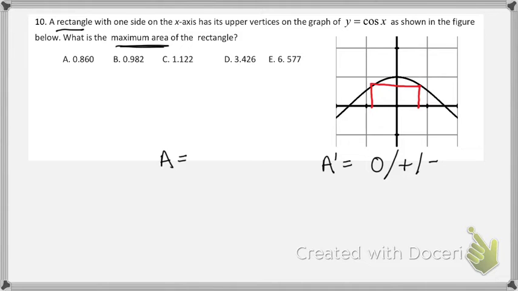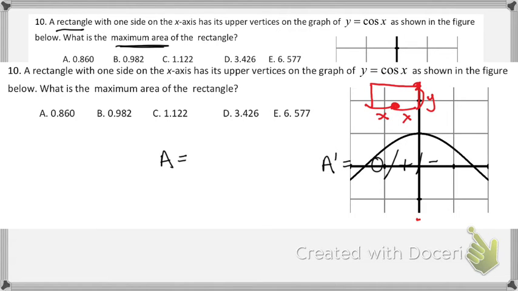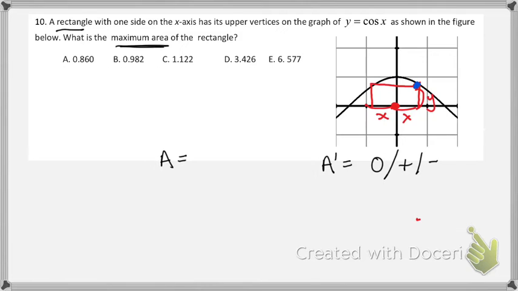The key for this is knowing that since this is centered at the origin right here, then from here to here we're going over some amount x. We don't know what it is, but this would have to be the same amount because it's symmetric. We're going up y. The point right here on the curve is over x and up y. That's what that point is right there.